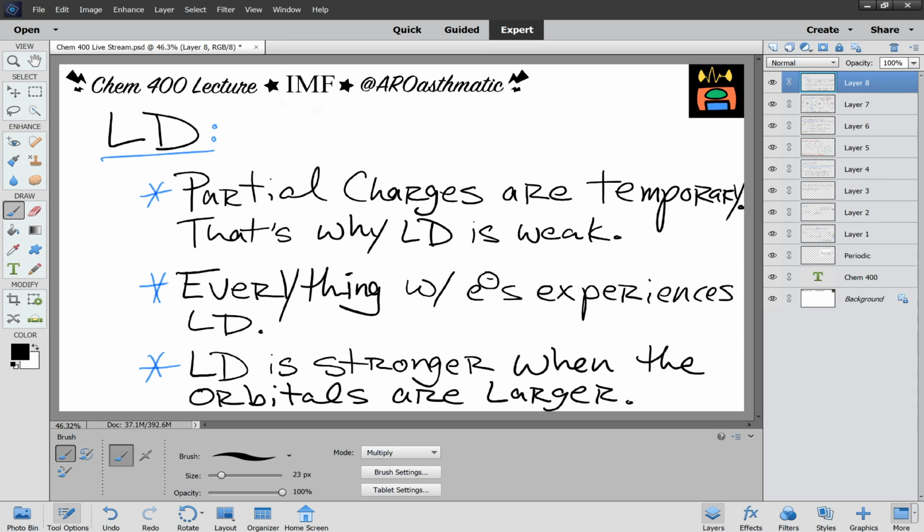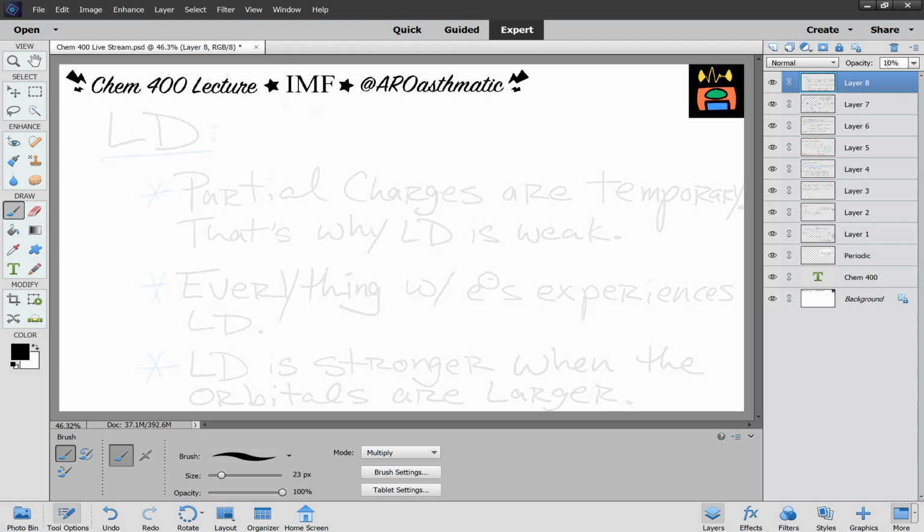When the orbitals are big and the electrons have lots of room to move around, it's easier to create an uneven distribution because they can both be on the same side of the orbital and still not be forced super close together. So the larger your orbitals are, the stronger your London dispersion forces will be.